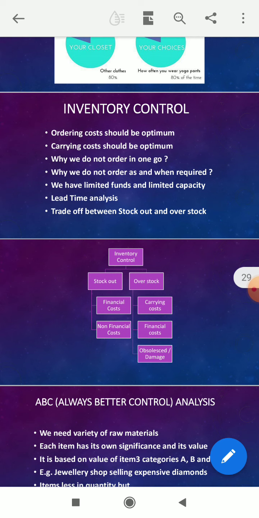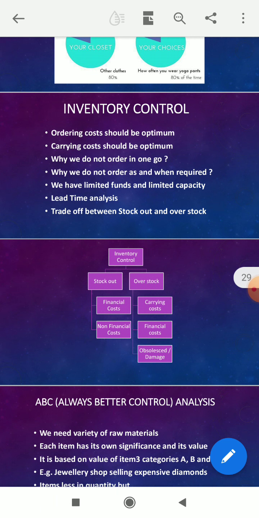Some of the techniques adopted by the entrepreneur for controlling the inventory are stock out and overstock. In stock out, there are two costs associated: financial cost and non-financial cost. In overstock, there is carrying cost, financial cost, or damage.